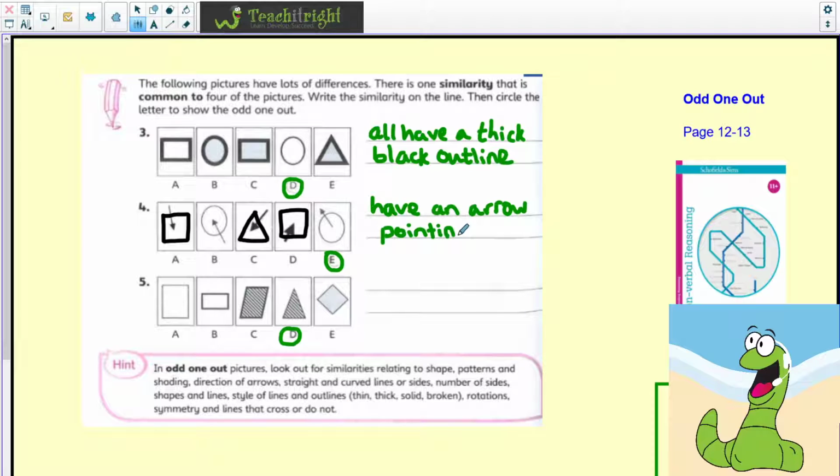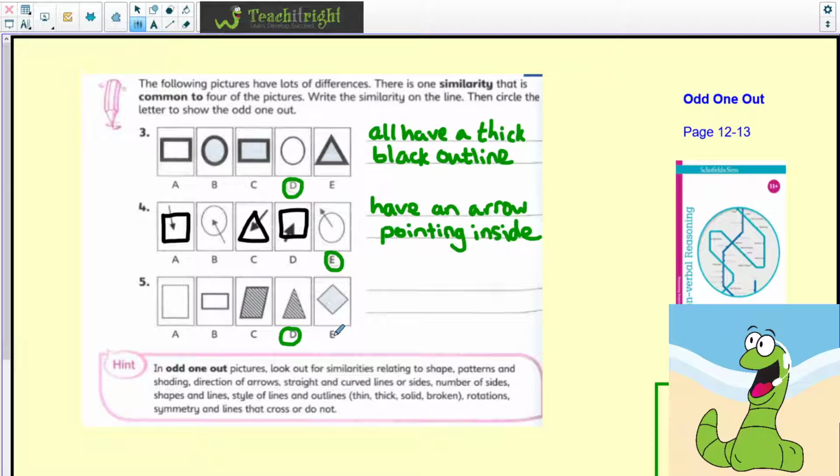Whereas with E, you'll see that the arrow is actually facing away from the shape. So the reason that's the odd one out is because the arrow here faces away from the shape rather than inwards.